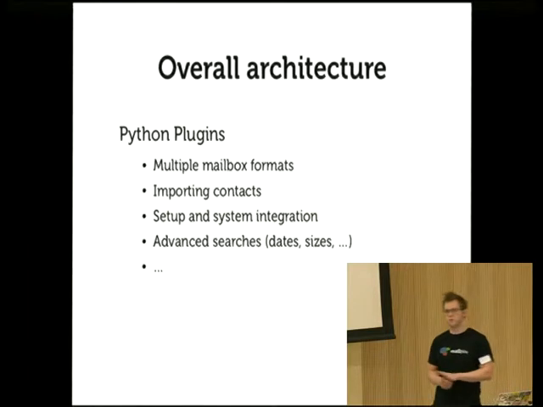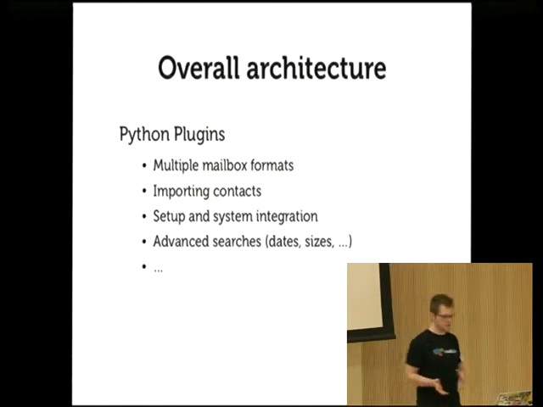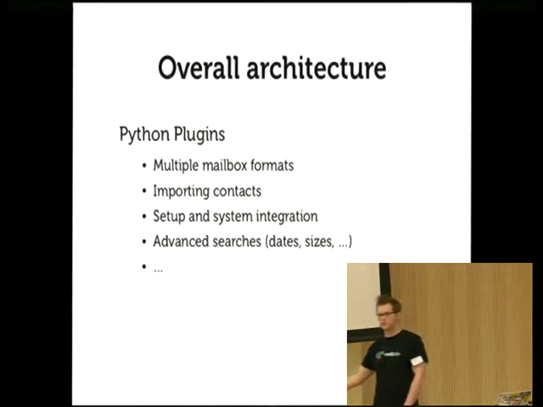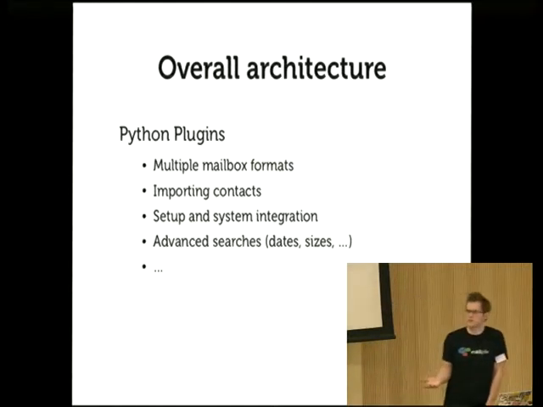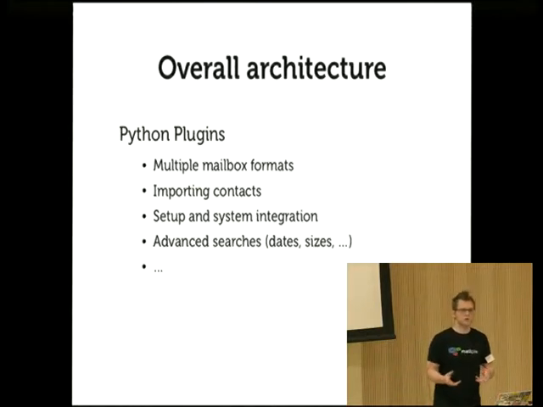We support multiple mailbox formats, and that's starting to become pluggable. Importing contacts, as I said, was written as a plugin from day one. Setup and systems integration, so when you install Mailpile on a new machine and it finds your mail.app and your settings and figures out what to do, that would be plugins that people write for different operating systems. And we have plugins that allow you to tweak the search engine itself, so you can teach the search engine to read your mail and create new keywords or complex queries based on something that makes sense to you.